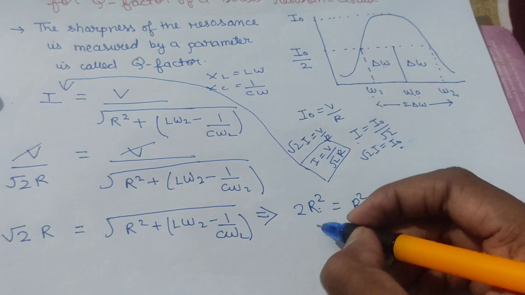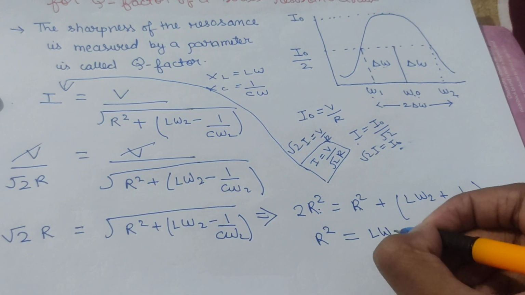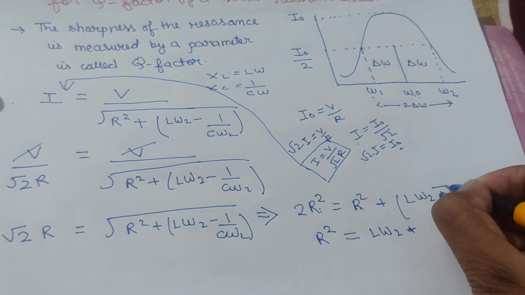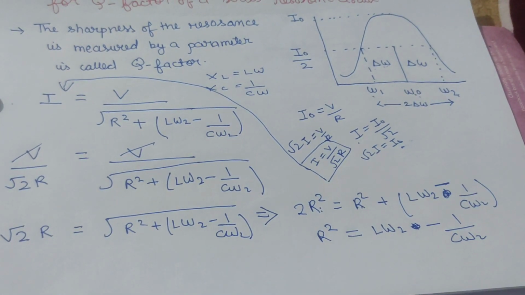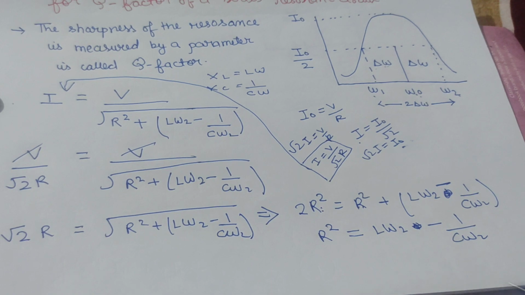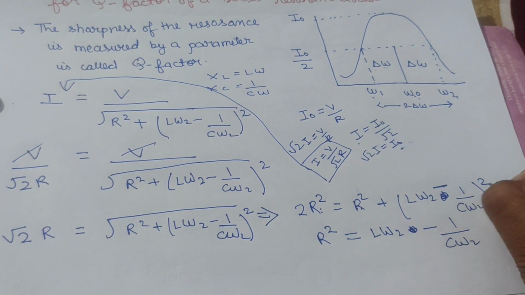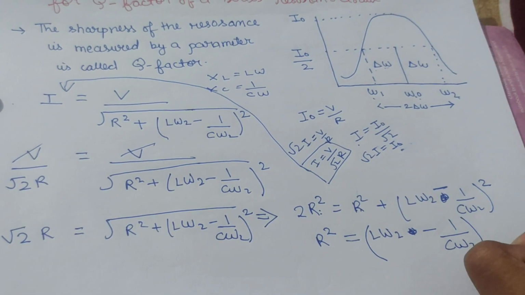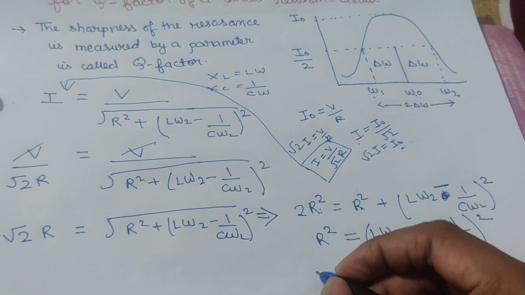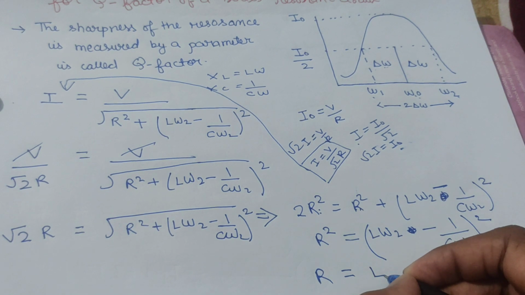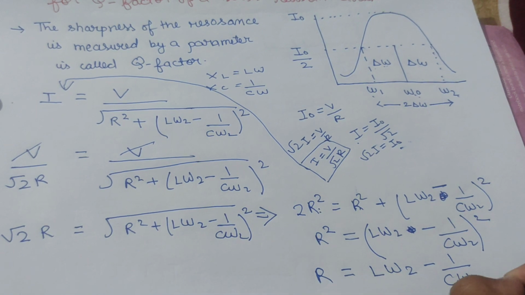Okay, now it will shift here, so it will become R square by subtracting it, so L omega 2 minus 1 by C omega 2, so here is a minus sign, sorry. And it is also the square. Okay, here I am also mistaken. Here is the square, here is the square. Okay, so it is a square. So after taking the square root, R is equal to L omega 2 minus 1 by C omega 2.